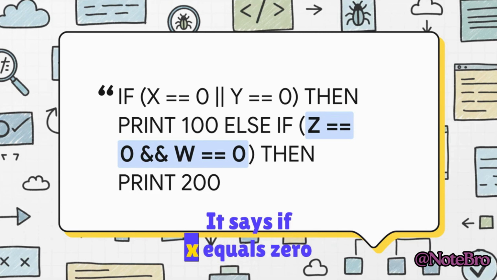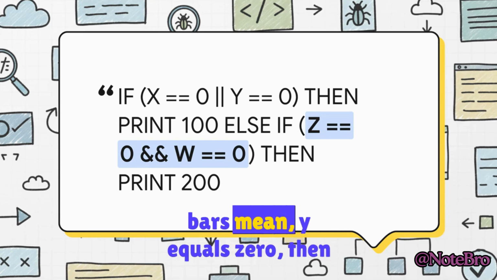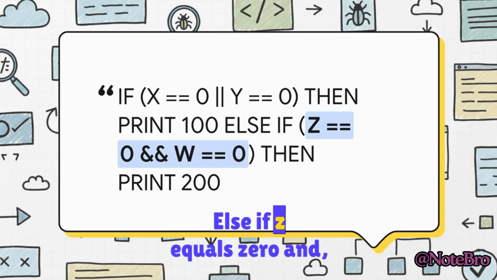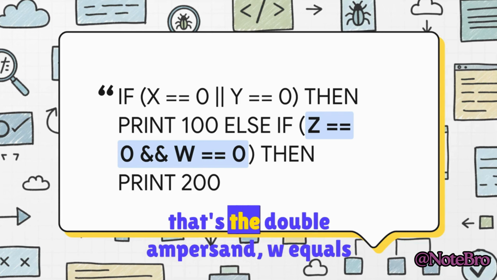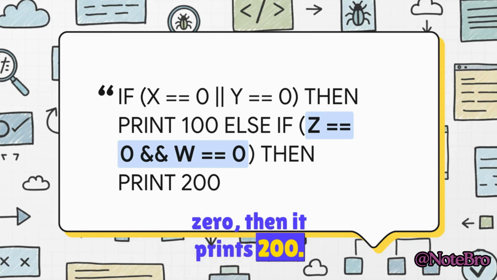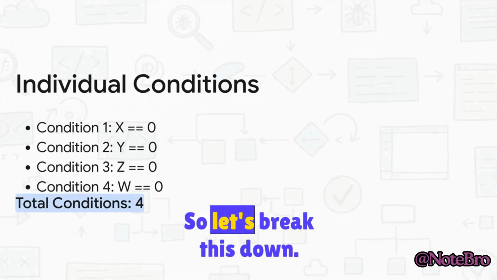It says if x equals 0, or, that's what those two vertical bars mean, y equals 0, then it prints 100. Else if z equals 0, and, that's the double ampersand, w equals 0, then it prints 200. And if neither of those is true, it just prints 300. So let's break this down.